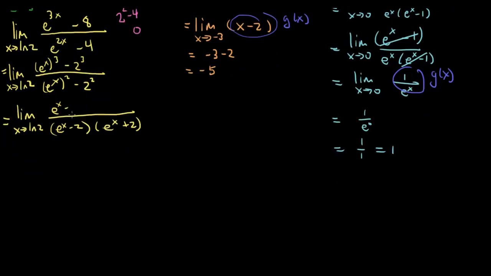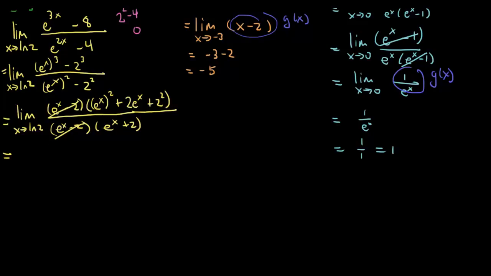Okay, and then what's left over when you have the difference of two cubes? It's e to the x squared, it's a squared, plus a times b. A times b here, so we have 2e to the x, and then plus b squared, so plus 2 squared. Now, why is that really nice? That is really nice because that and that.